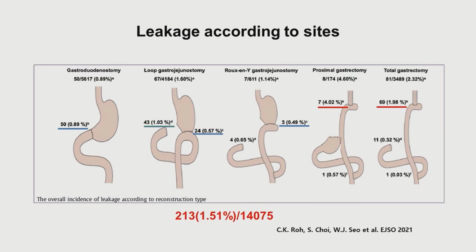A recent large population study in Severance Hospital showed the prevalence of leakage according to the site. This study reported 1.5% among the 14,000 cases. The prevalence of the leakage in gastrointestinal, duodenal stump, and esophagojejunostomy site were less than 1%, around 1%, and 2.4% respectively.